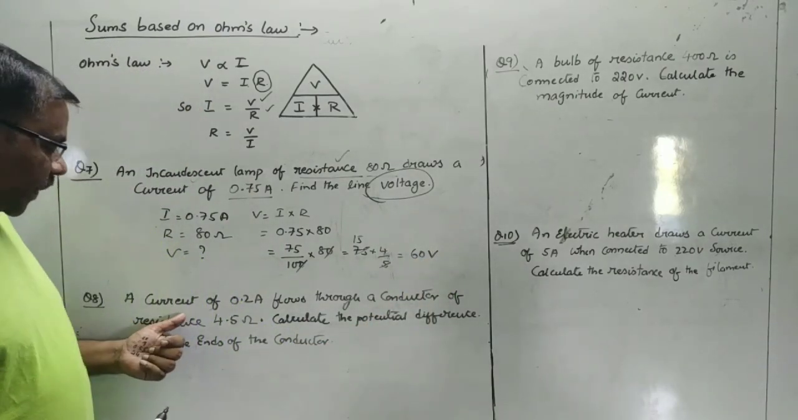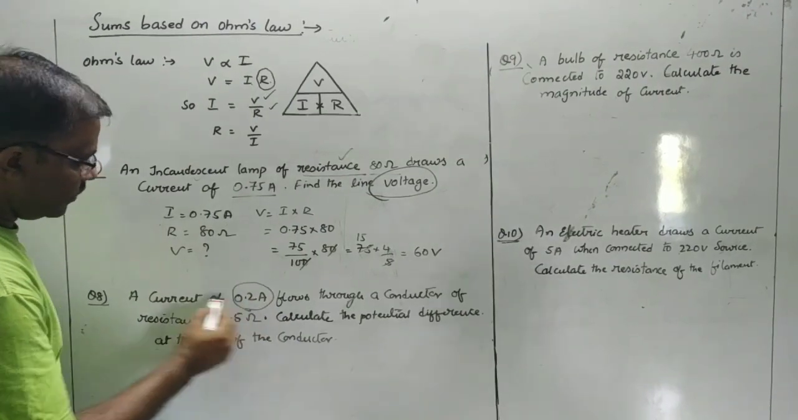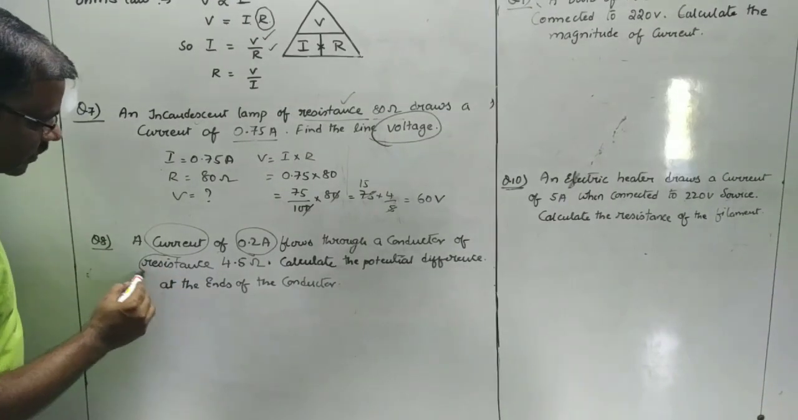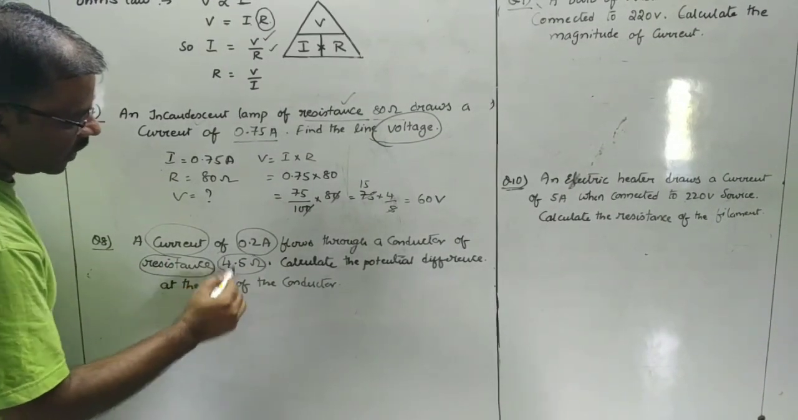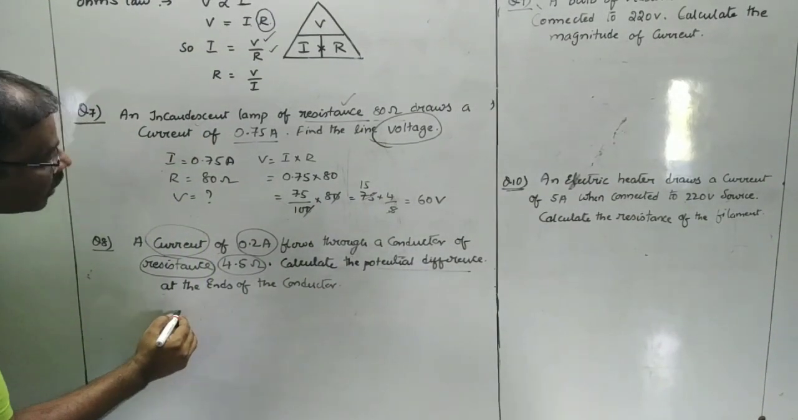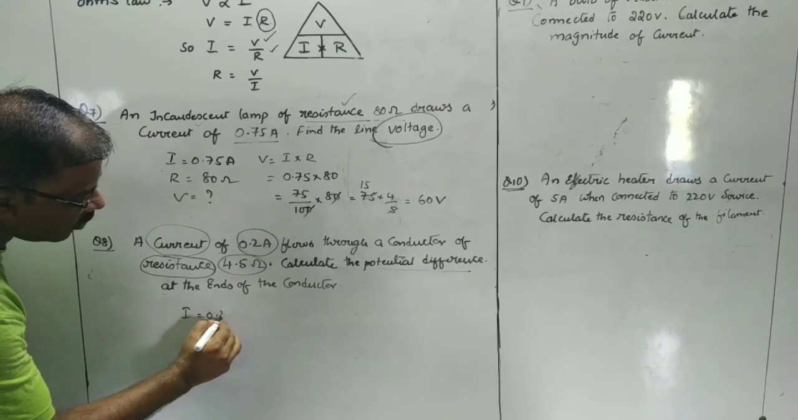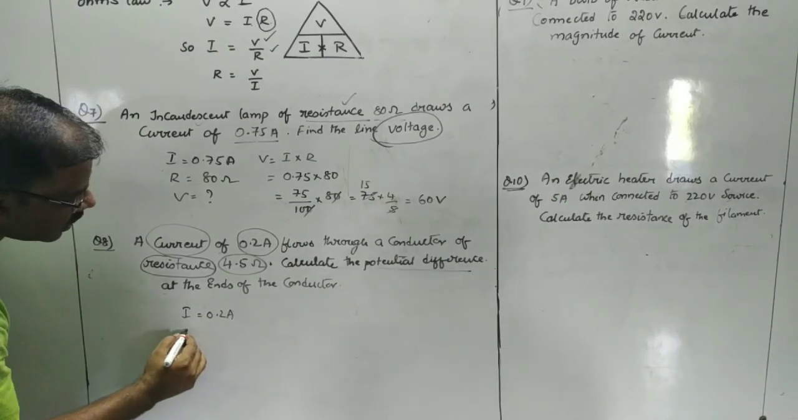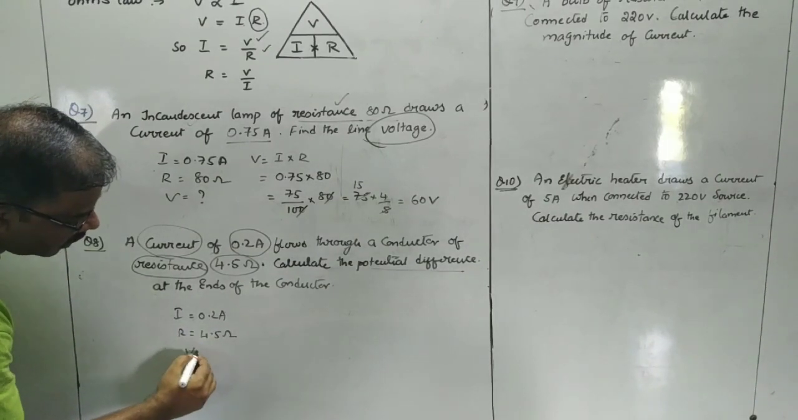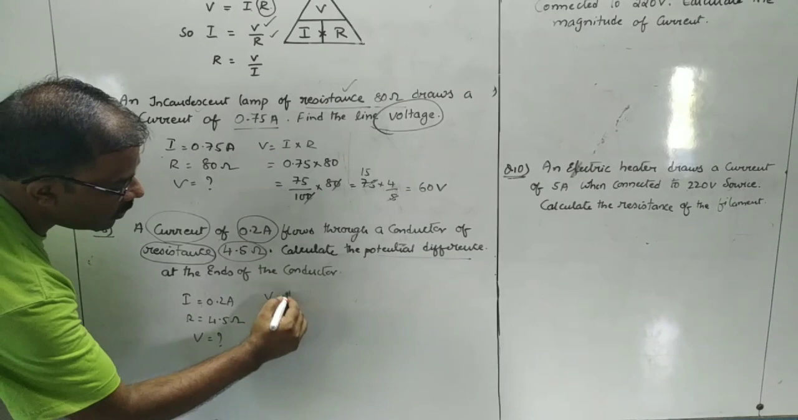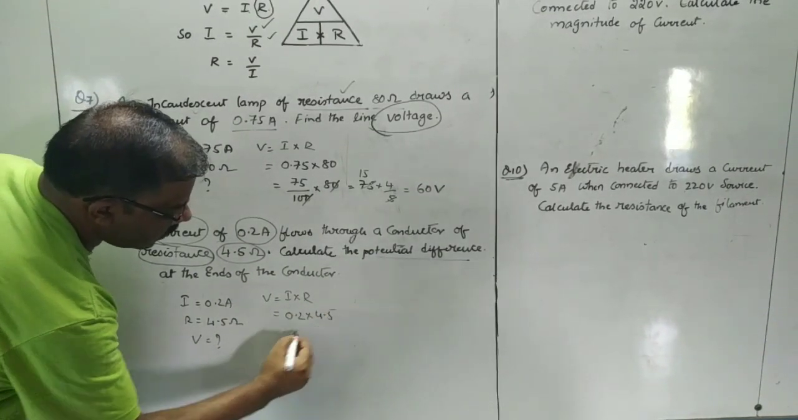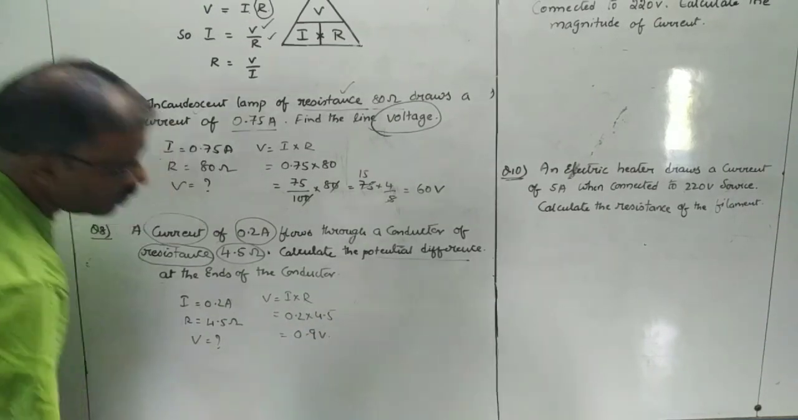Now in the next sum, the given current is 0.2 amperes, which flows through a conductor of resistance 4.5 ohms. Calculate the potential difference across the ends. Same thing we are given: I is equal to 0.2 amperes, the resistance is given as R is equal to 4.5 ohms. We need to find out V. So V is equal to I into R, which is 0.2 into 4.5, which is 0.9 volts.